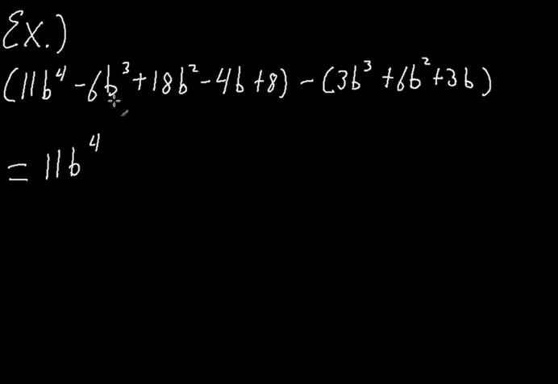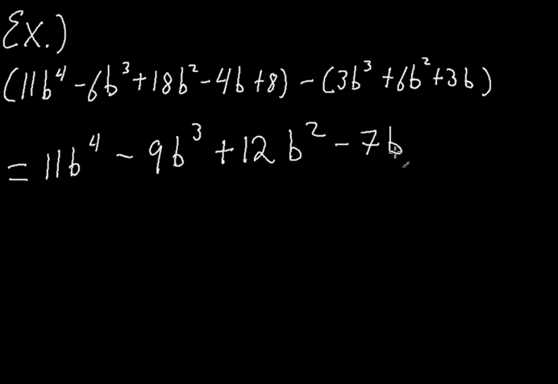Okay, let's look at the b cubes. Negative 6b cubed minus 3b cubed is going to be minus 9b cubed. Then 18b squared minus 6b squared is going to be positive 12b squared. Then minus 4b minus 3b would be negative 7b. Then 8 minus, oh, there isn't a numeral, so I'll just bring that down. And that would be my final answer.